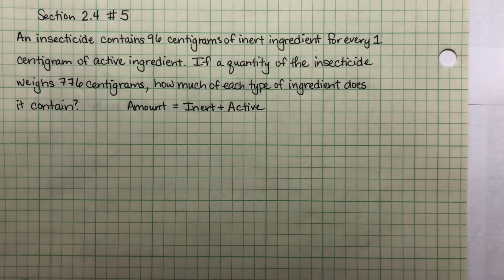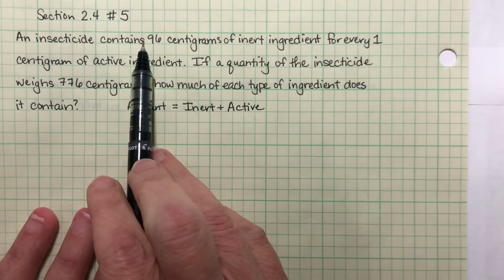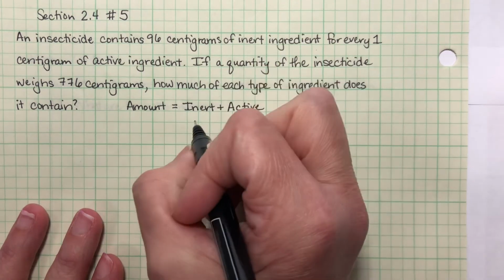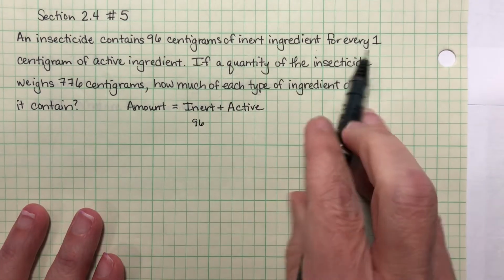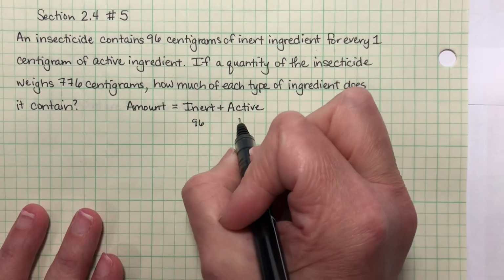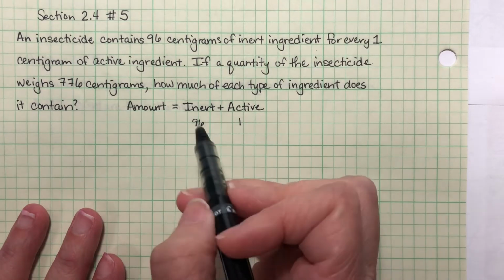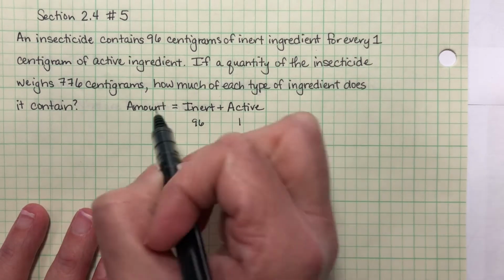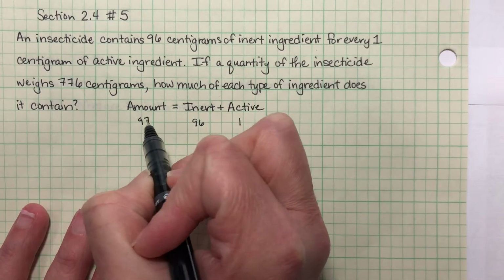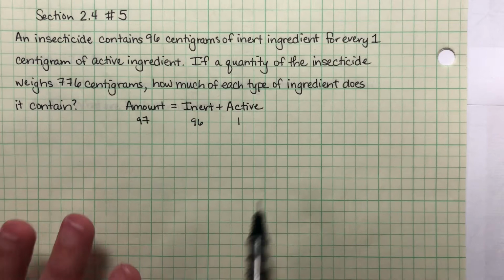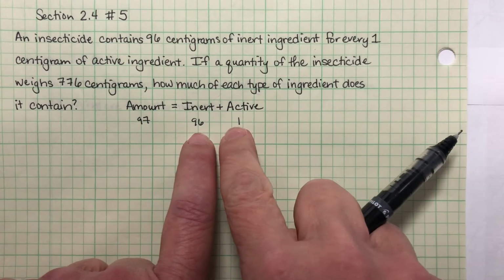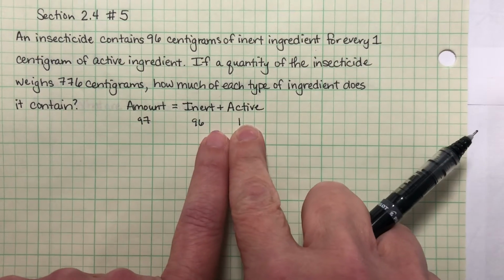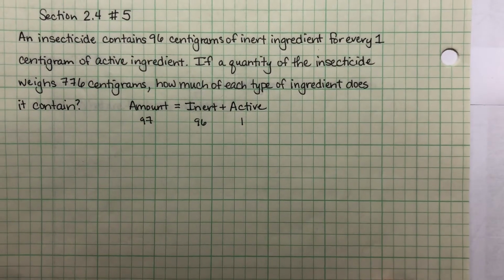Okay, so we take the water, we mix it with a concentrated insecticide, and we have the amount of overall insecticide. Now, what this is saying is that there are 96 centigrams of inert for every 1 centigram of active. Okay, well that means 96 out of every 97 total centigrams. This is the amount of inert, this is the amount of active, this is the amount of overall weight I would have when I mix these together.